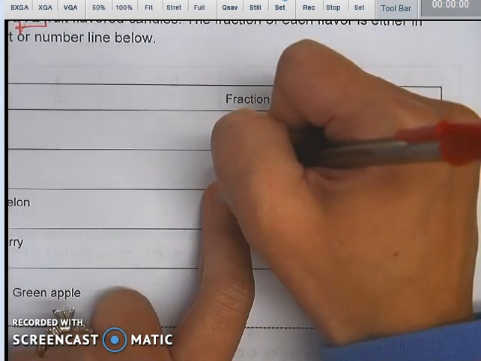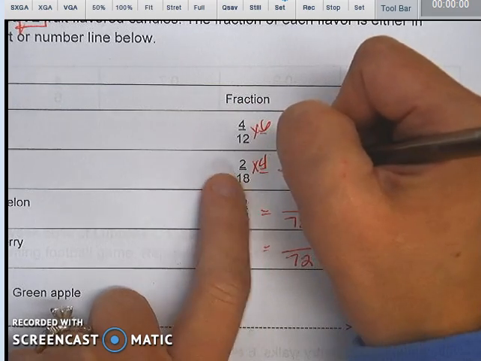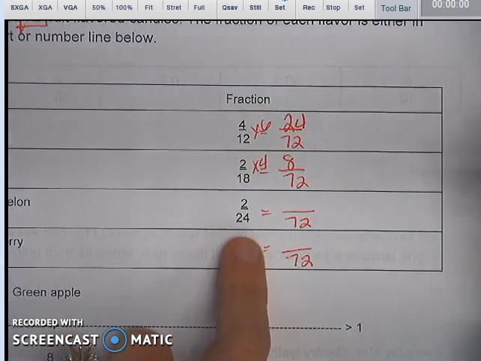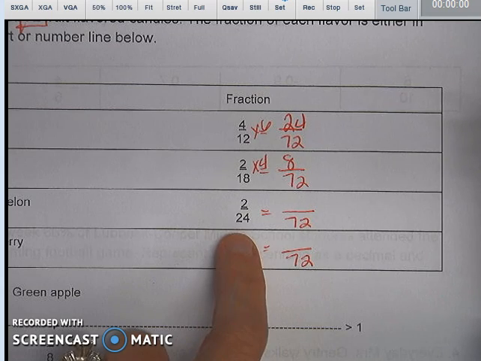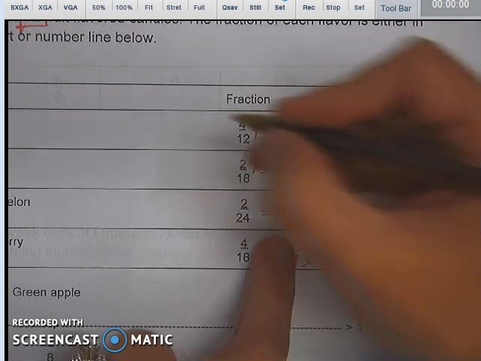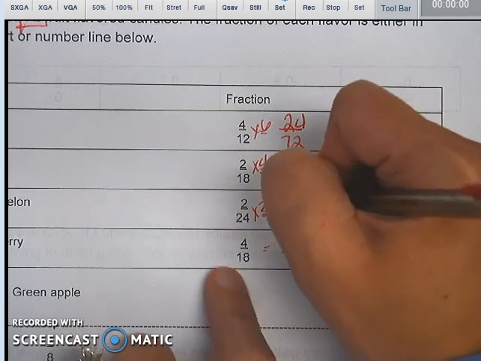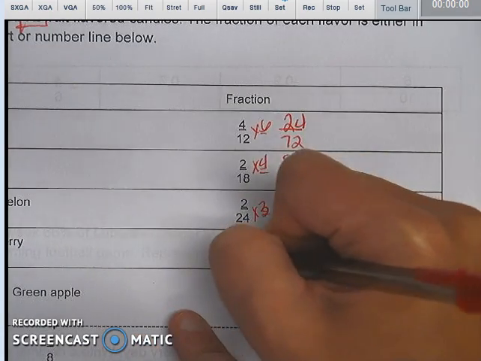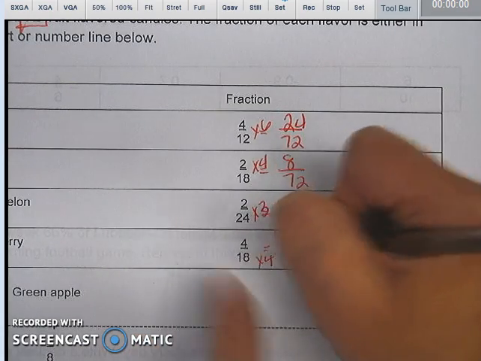What's 8 times 4? 2 times 4, 8. I do that all the time. 24 to get to 72 was times 3. So that would be 6. And then once again, this is times 4. So that would be 16.